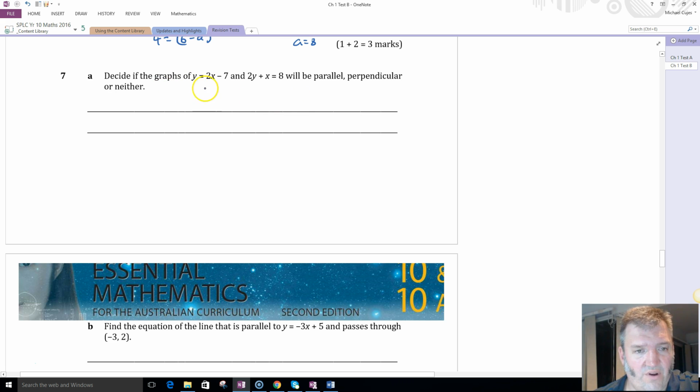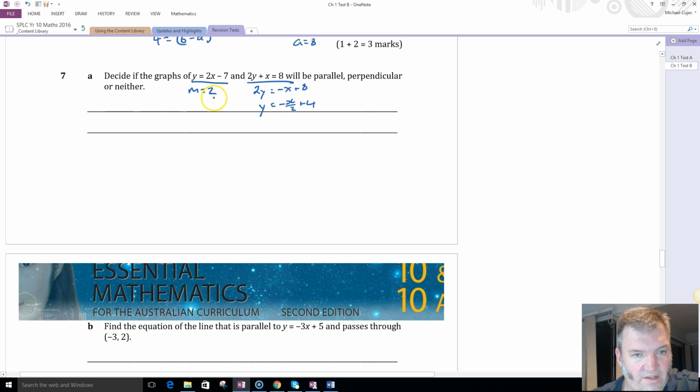Parallel, perpendicular, or neither. This first equation has a gradient of 2. What about this second one? Got to get it in the form y = mx + c, don't we? So I'm going to subtract x first. So I've got 2y = -x + 8. Dividing by 2, y = -x/2, or negative a half x, plus 4.